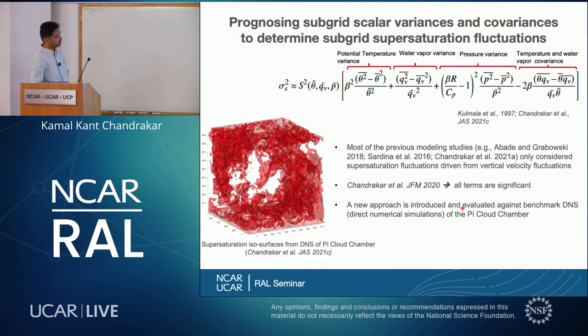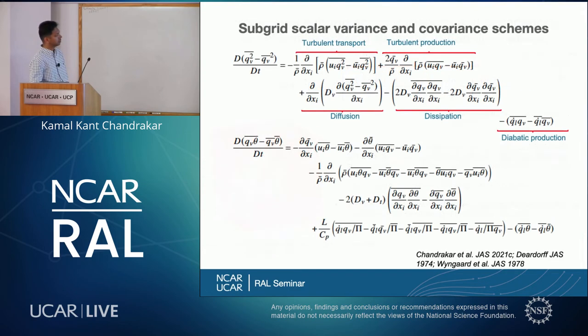So we propose a model based on the scalar variance and covariance prognosis, and we obtain supersaturation variability based on that. And then to evaluate this new subgrid model, we performed direct numerical simulation of a pi cloud chamber without droplets. And then we compare the LES subgrid model with the DNS results.